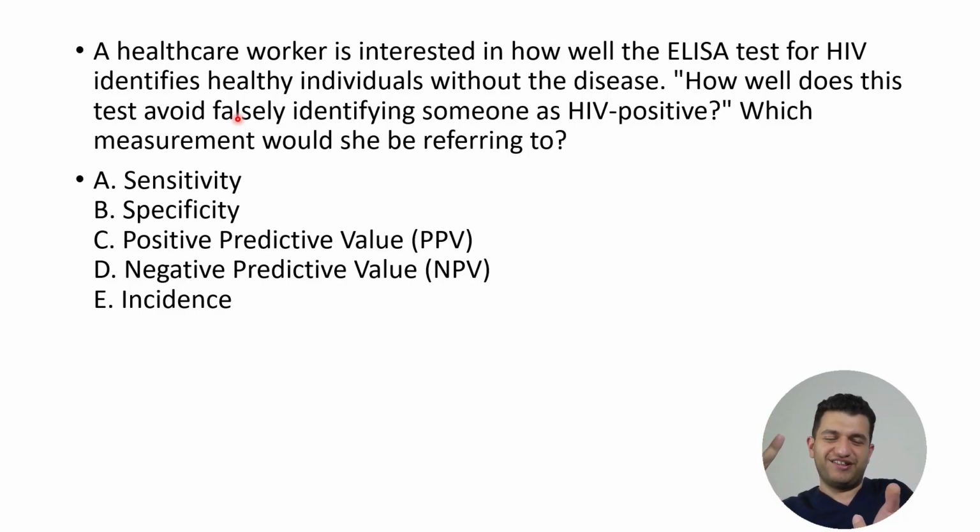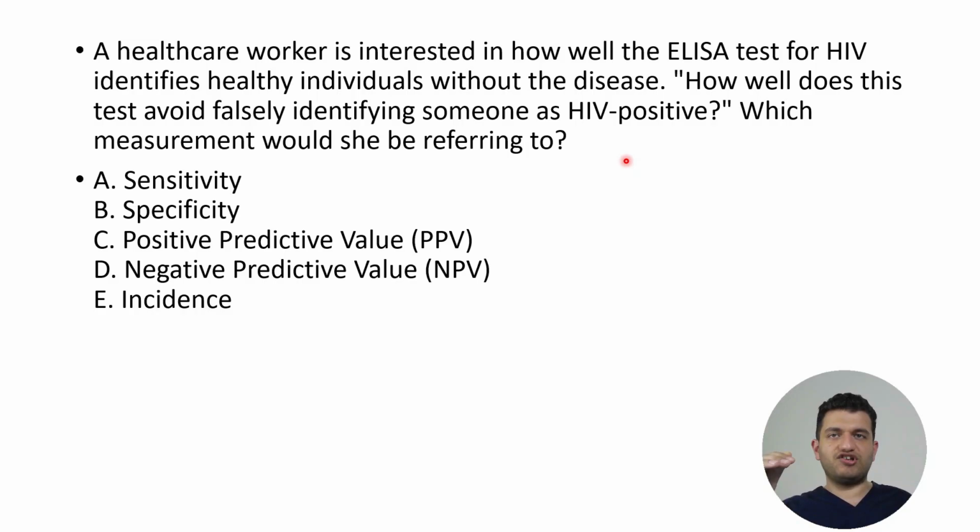which I really know is silly, but basically it's the reverse of this one. Basically he is saying, how well does this test identify negative people without the disease? However, we reversed it. We said it avoids falsely identifying people as HIV positive. So basically this is specificity, and it's the true negative over true negative plus false positive. These can be difficult to keep in mind, so you need to memorize them as well.